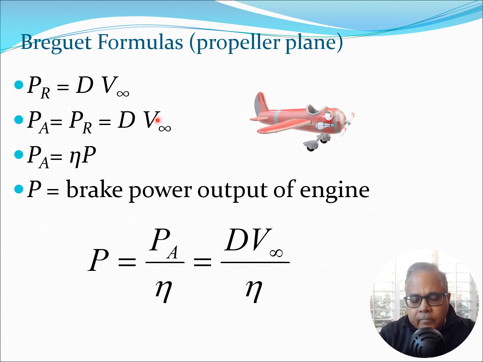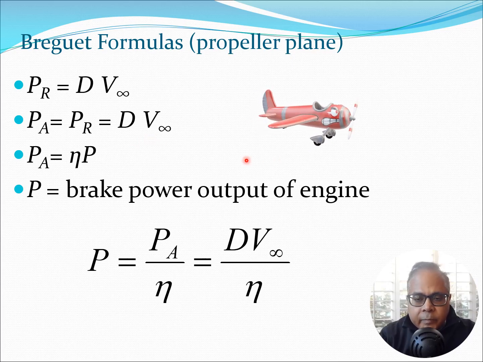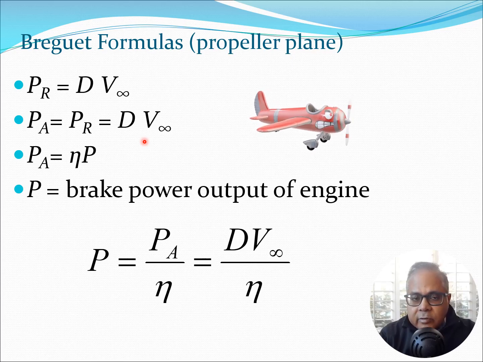Now, let's again begin with the equations we have discussed before, but do keep in mind that we are discussing the propeller aircraft today. The power required equals drag into velocity, and the power available is equal to power required if we are considering steady level flight, and this is equal to D into V infinity, where D is the drag and V infinity is the velocity of the airplane. Now, the fact that we are considering steady level flight means that thrust is equal to drag and lift is equal to weight. So these are equations we are going to use in this particular lecture.